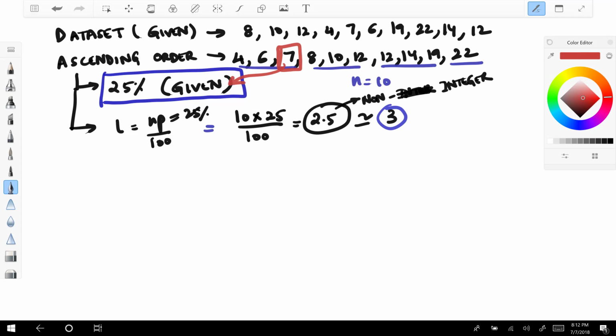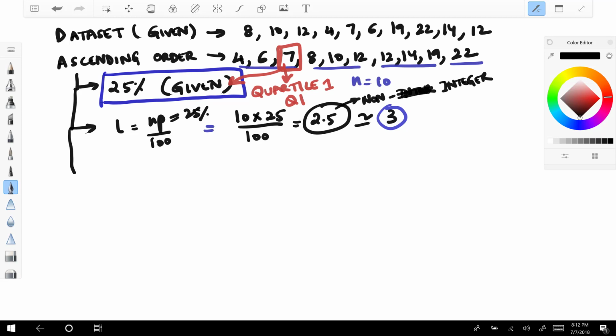For the 25th percentile, we also call it quartile 1. From now onwards, we will be calling it quartile 1 or Q1. So our Q1 is 7.